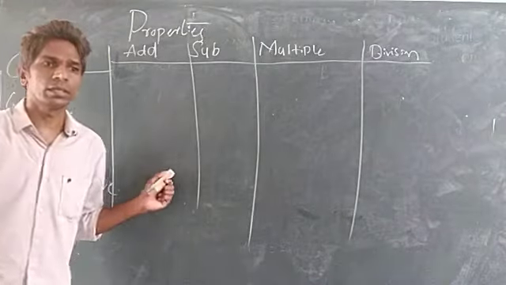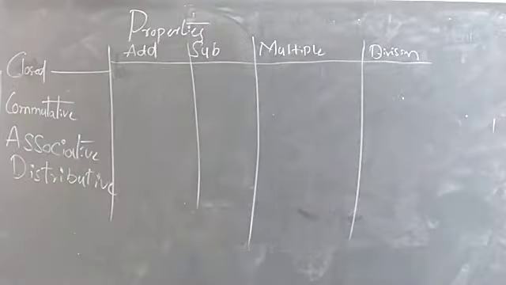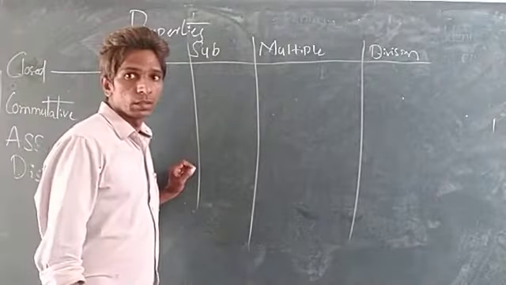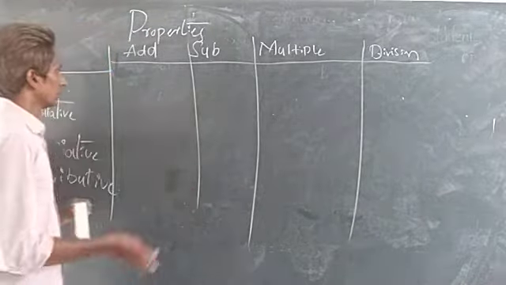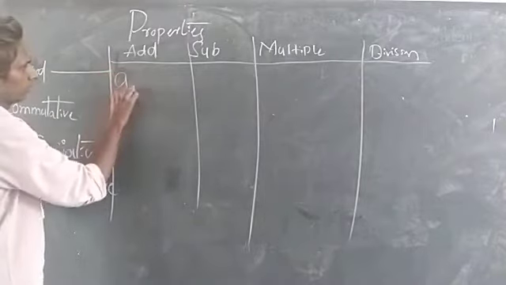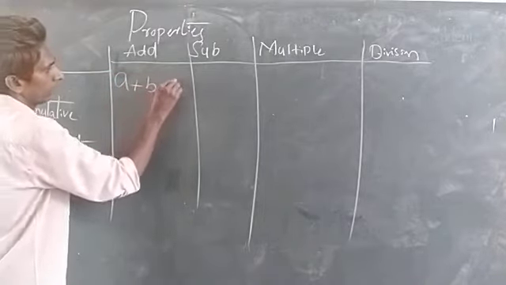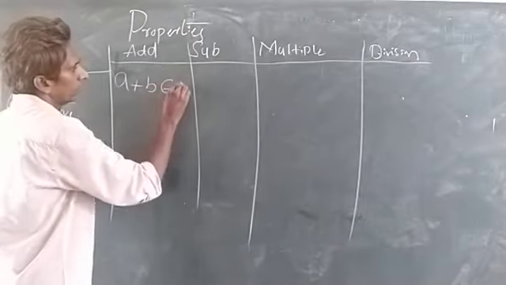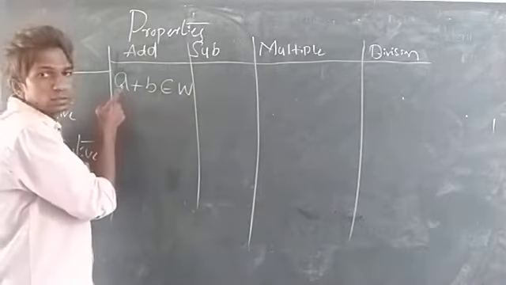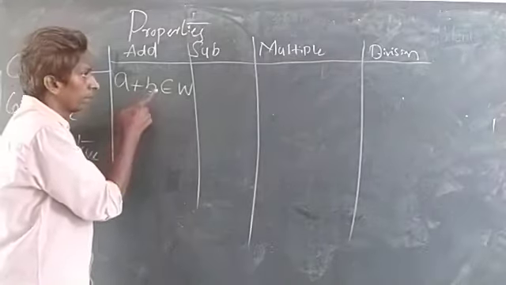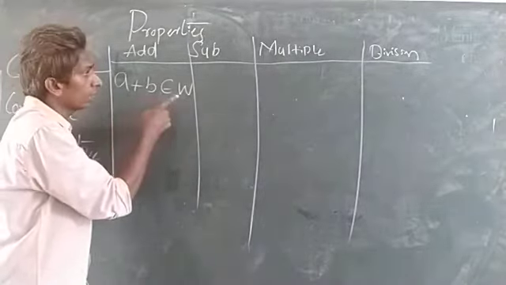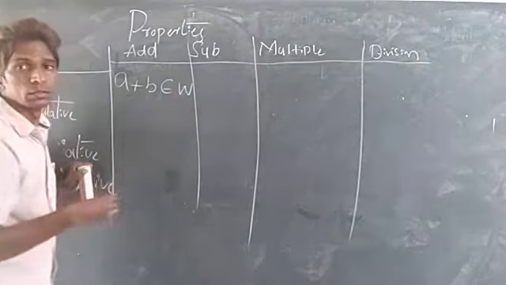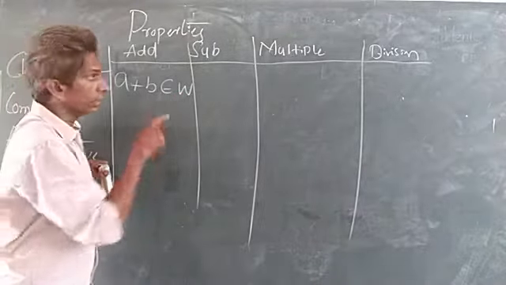In closed property, first of all we will see the closed property. So closed property is A plus B belongs to W. Means A should be a whole number and B also should be a whole number. If you add these two numbers, the answer also you want to get the whole number only.